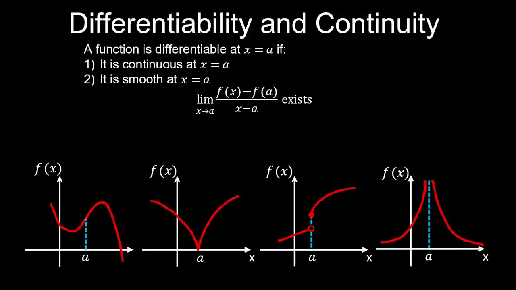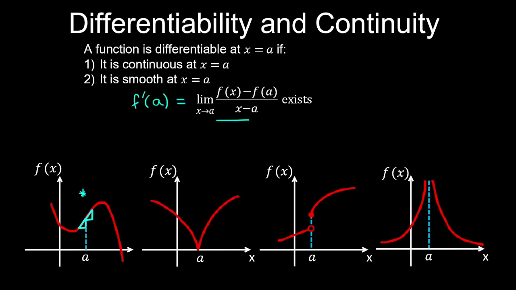A function is differentiable at x equals a if it's continuous and smooth at x equals a, meaning that it evaluates at the same derivative as x approaches a from the left and the right. So this function here is continuous because it can be drawn without lifting the pen. And as x approaches a from both sides, we can draw the secant from both sides.